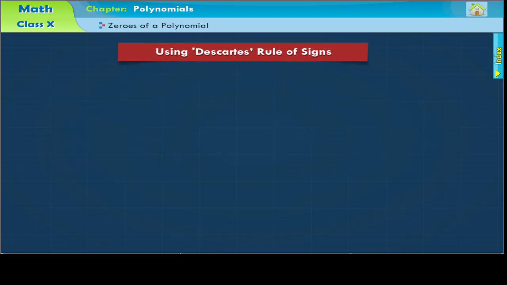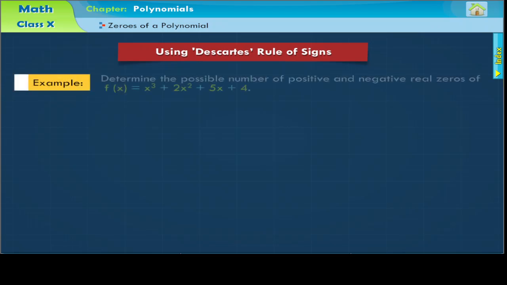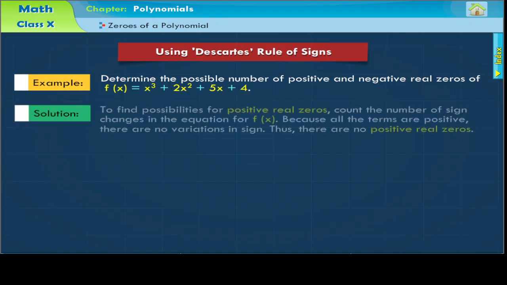Using Descartes' rule of signs, determine the possible number of positive and negative real zeros of f of x is equal to x cubed plus 2x squared plus 5x plus 4. To find possibilities for positive real zeros, count the number of sign changes in the equation for f of x. Because all the terms are positive, there are no variations in sign. Thus, there are no positive real zeros.